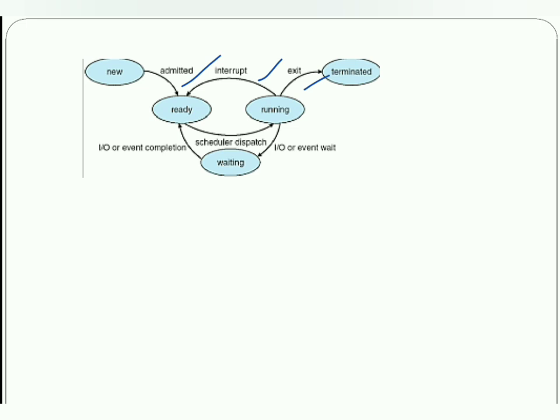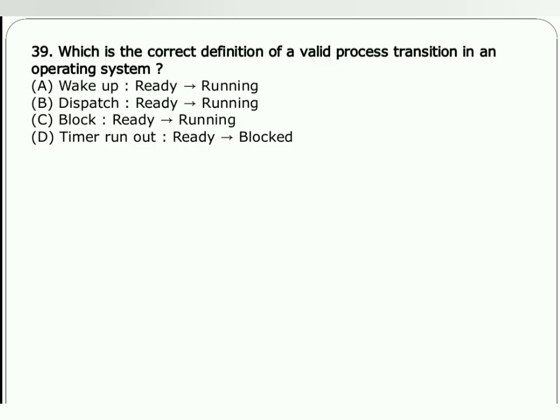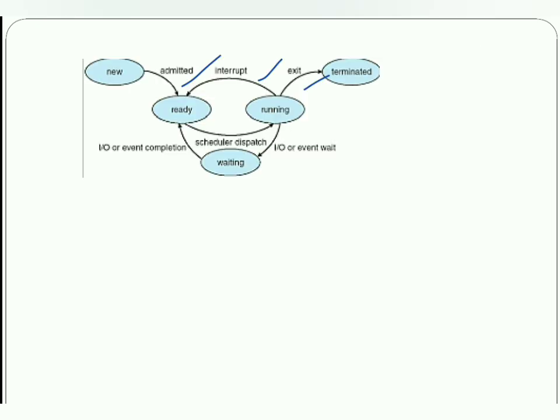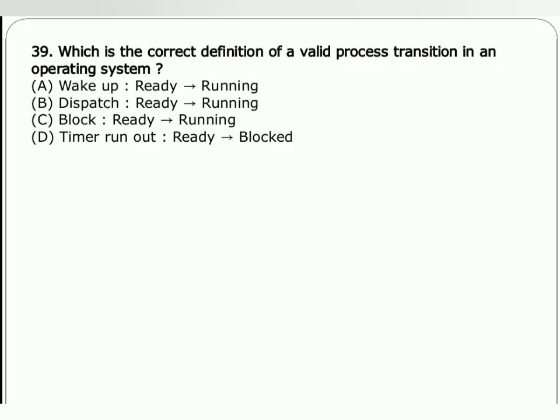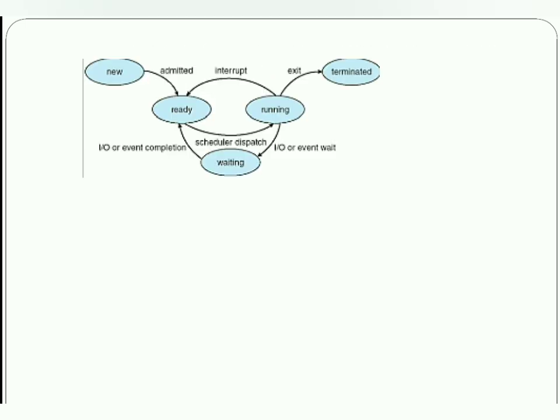So here the correct answer is D, that is the dispatch state. Right. So in the dispatch state, the process will enter from ready to running state. So ready to running state, this is the dispatch state. So it is the correct transition in the given options. So option B is the correct one.